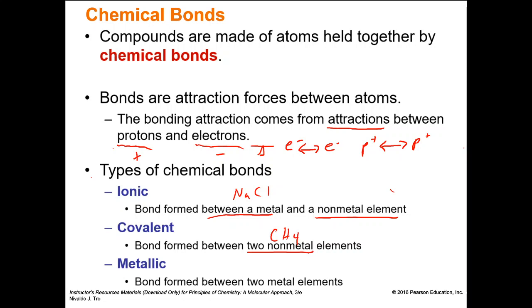The last one, not quite as common. We'll touch on this a little bit, but it's not something you need to know quite as much about. The last one is metallic, and this is between two metal elements. Pretty much these are kind of rare. You won't see them as much, but it's good to know they exist. Unless you got deep into inorganic chemistry, this is probably not a bond most people have ever even heard of. So just keep that in mind, but just know that it exists for now.